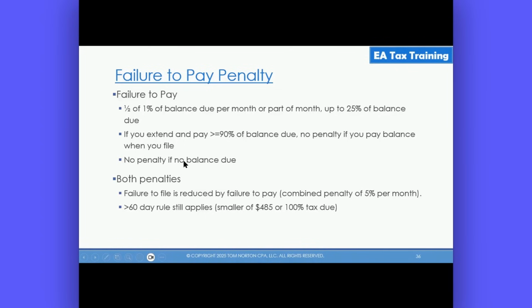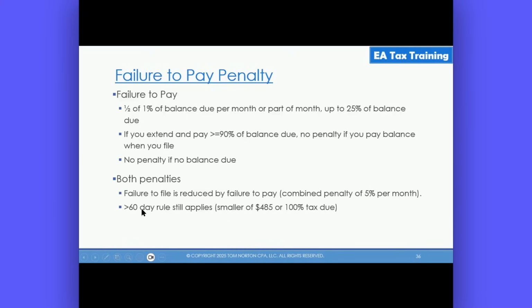So if there's no balance due, then there is no failure to pay penalty. What if you don't file and you don't pay? Well, then you have to pay both penalties. However, it's not quite as harsh as it sounds because the failure to file penalty is reduced by the failure to pay penalty, which means your combined penalty is that 5% per month that we talked about for failure to file. However, the same greater than 60-day rule does still apply.